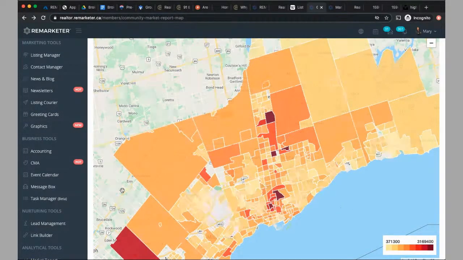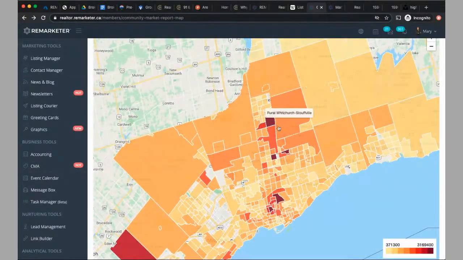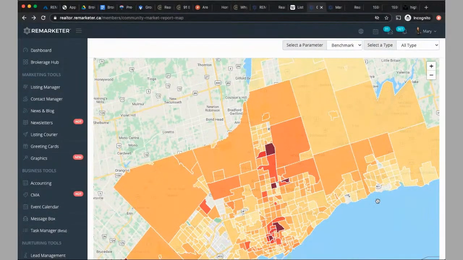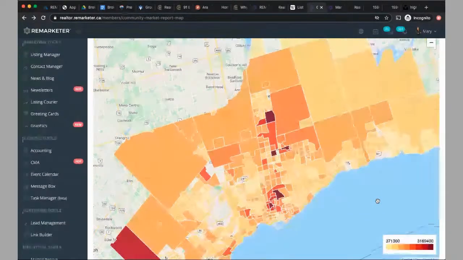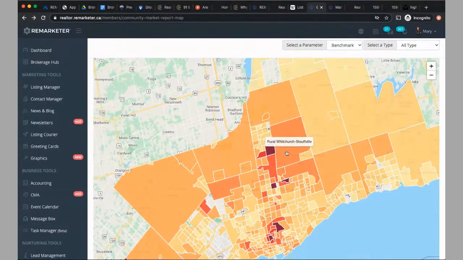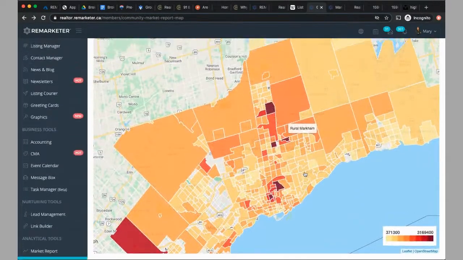This map can be a very interesting map because it's like a heat map that shows you the growth trends in different areas. So you can easily see how the different indicators here are shown. So right now we are looking at the benchmark price. So the highest benchmark prices for different property types are in these areas.